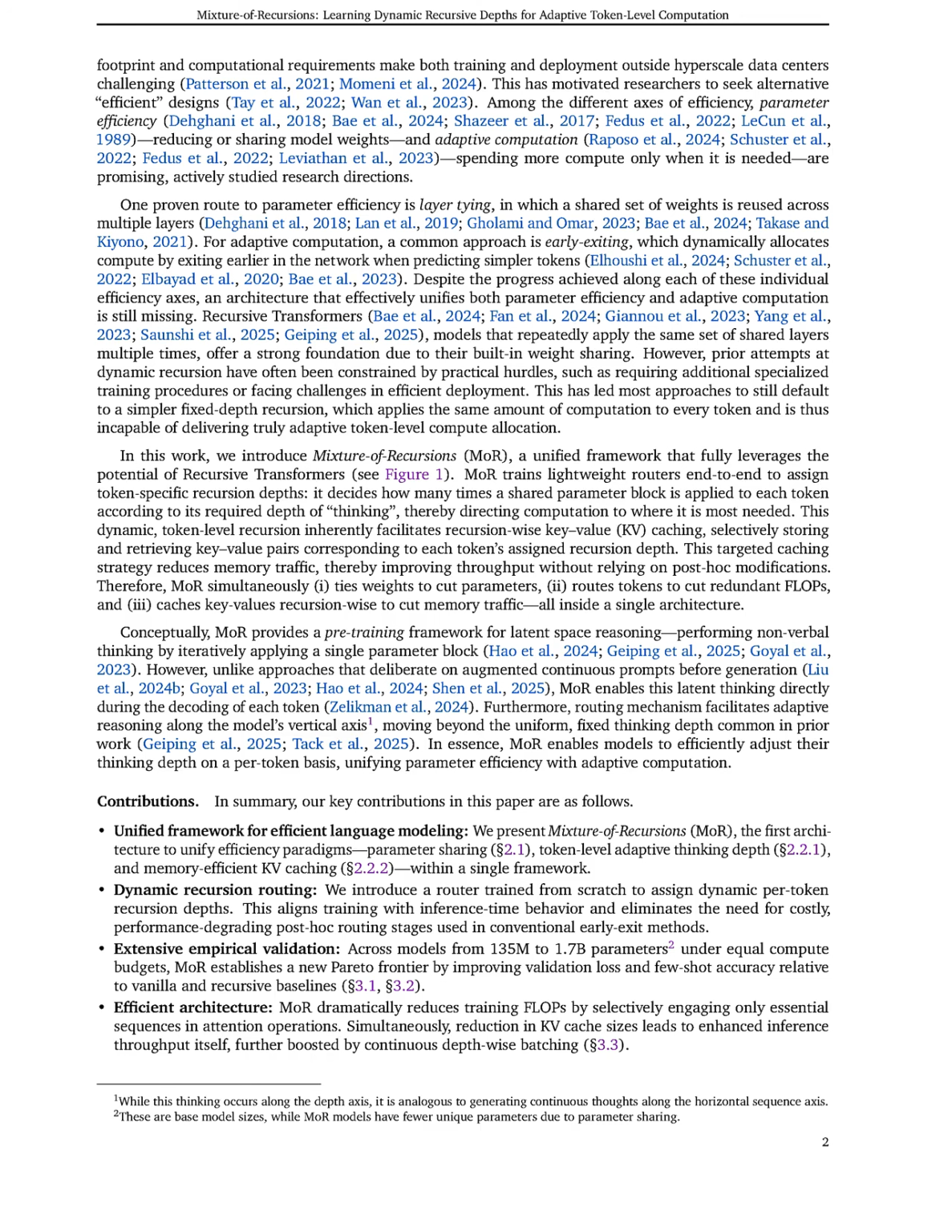MoR introduces a dynamic routing mechanism that assigns token-specific recursion depths, allowing the model to concentrate computation on more challenging tokens while reducing unnecessary processing for simpler ones. Additionally, MoR employs a recursion-wise key-value (KV) caching strategy that minimizes memory traffic and enhances throughput, further optimizing resource usage. By integrating these features, MoR effectively reduces parameter counts, cuts redundant computations, and improves overall efficiency within a single architecture.